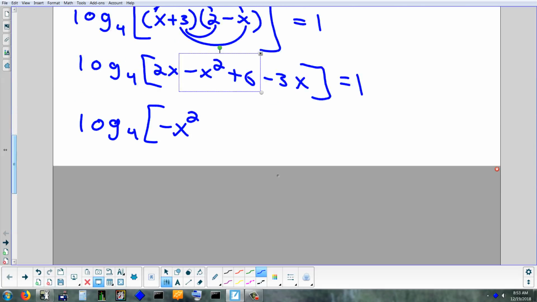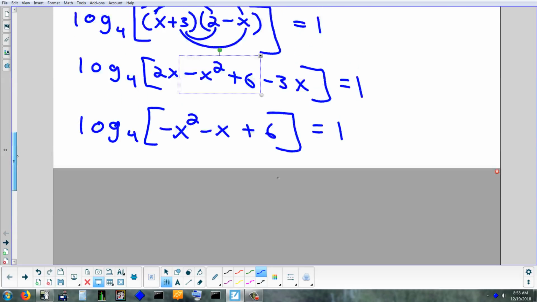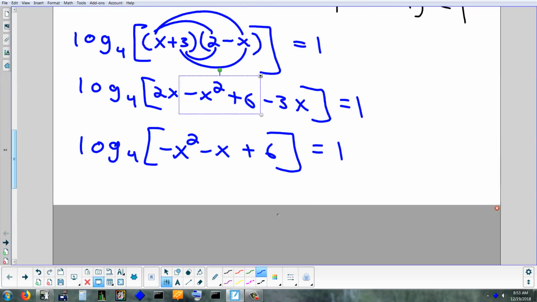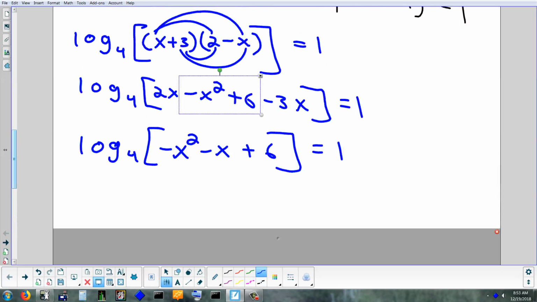I usually put the x term next, but I got a couple of them, so we can combine them. Minus x. 2x minus 3x is minus x plus 6 equals 1. All right, so now we've used the property where we can combine the logs, so there's nothing left to combine. There's no numbers in front that we have to put back as exponents.